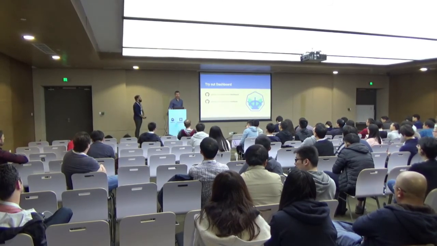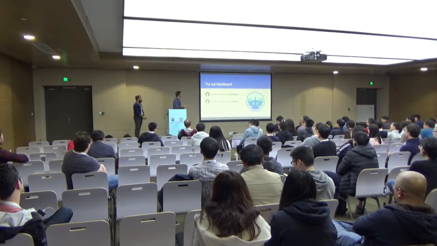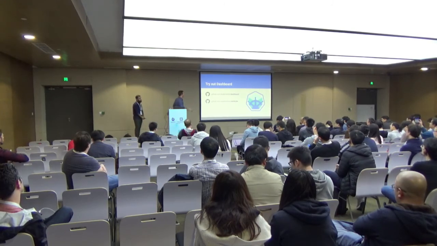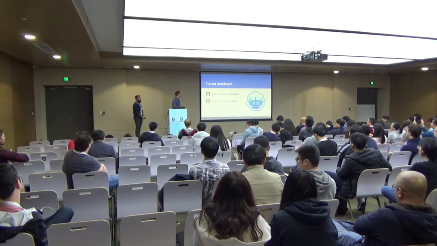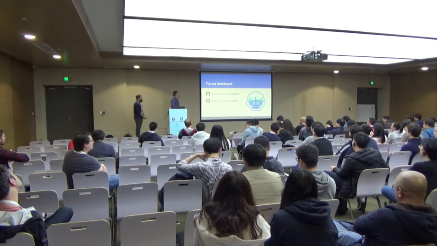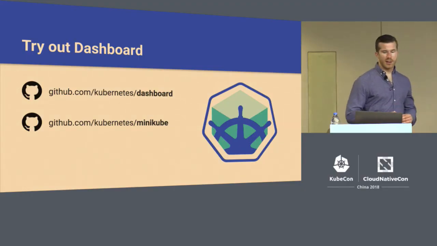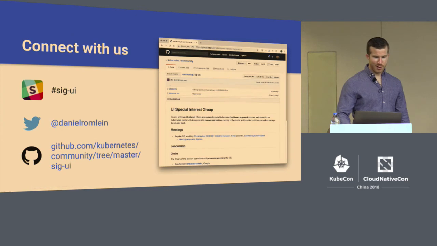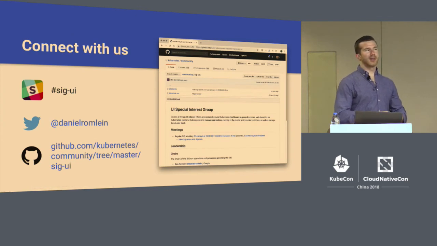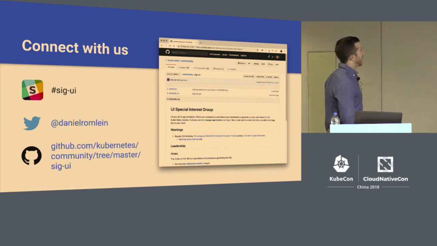So the Dashboard repo is the best place to start probably for overall knowledge about Dashboard, and you can download it and learn more. Minikube, if you're not familiar, is a really easy way to run Kubernetes locally on your machine, and it's got a great integration with Dashboard. It includes Dashboard by default, so you can just run Dashboard with a command. It's super easy.